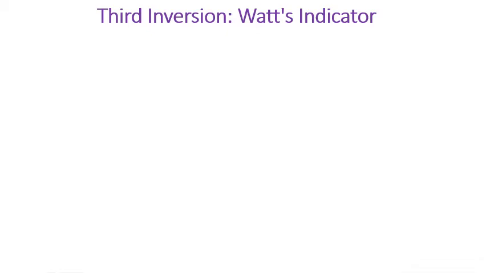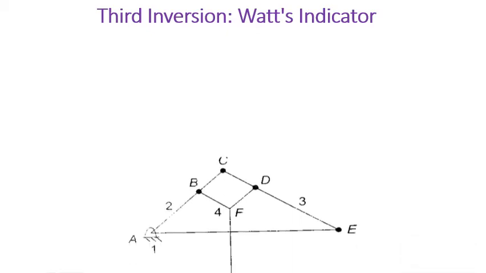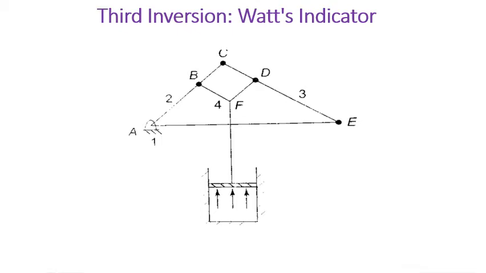Next, the third inversion of a 4-bar chain. The example for the third inversion of the 4-bar chain is Watt's indicator. Sometimes we call it a double lever mechanism. This is the diagram which represents Watt's indicator. It consists of two levers, BF and FD, therefore it is called a double lever mechanism. This comes under the third inversion of the 4-bar chain. This Watt's indicator mechanism is also called Watt's straight line mechanism.